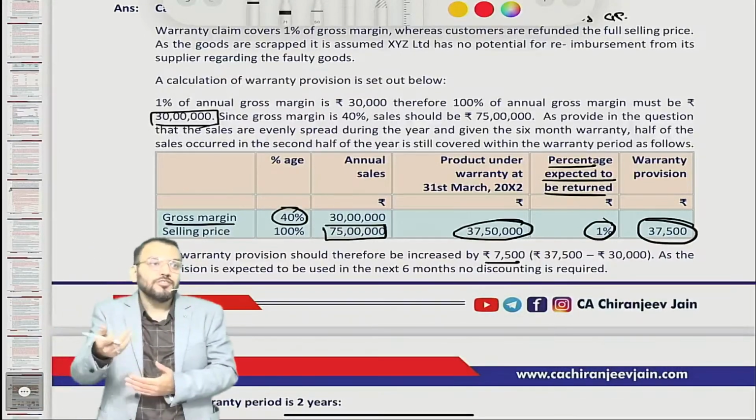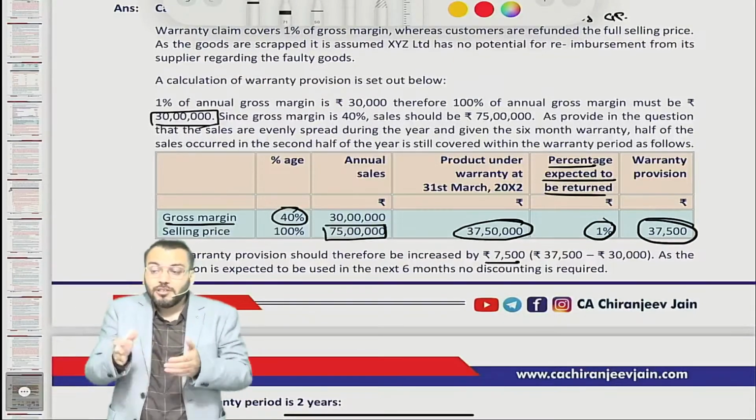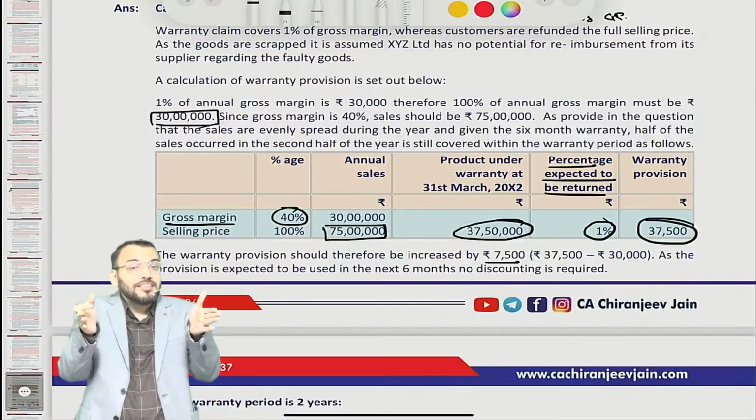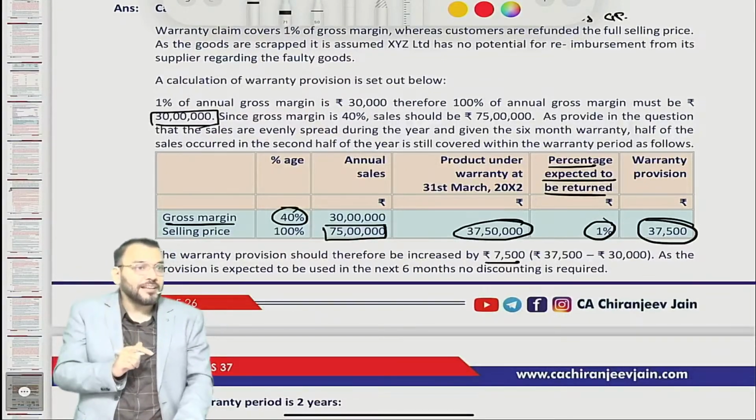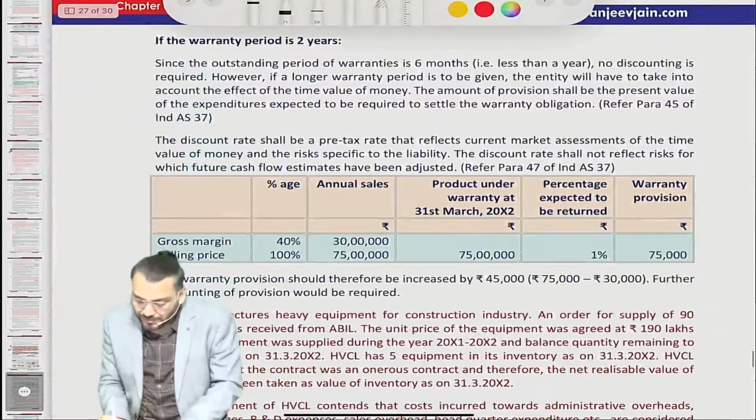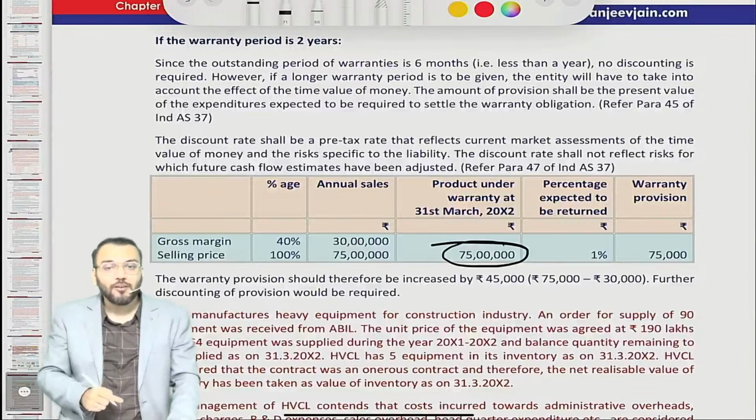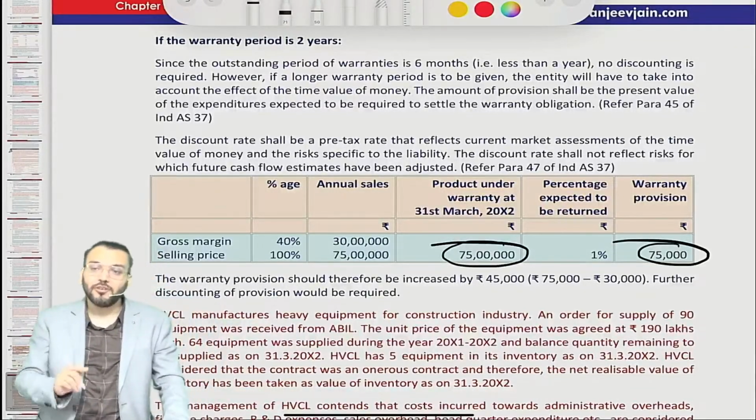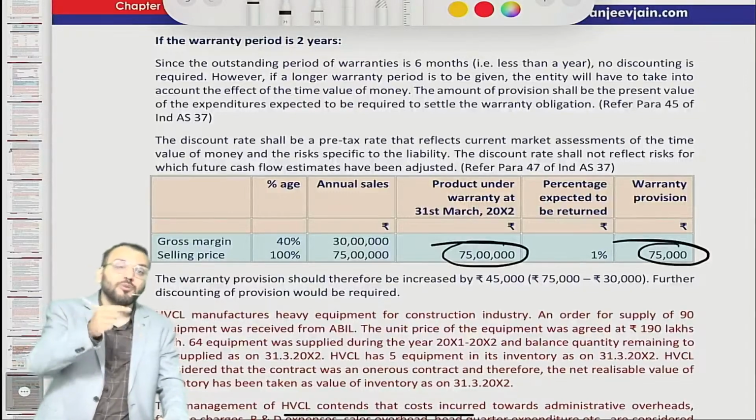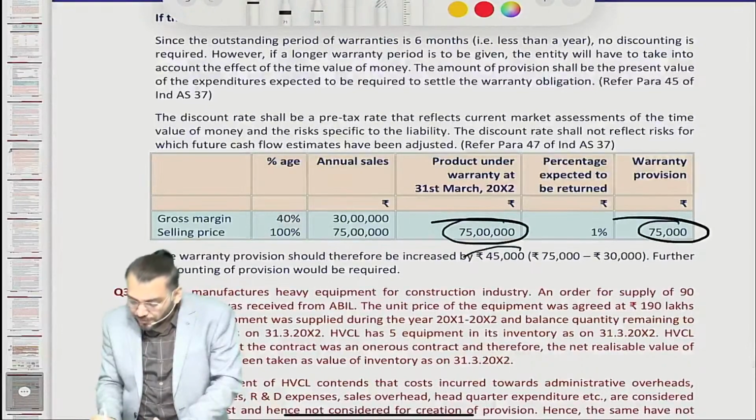But now let us come to the 2 year, when the warranty period is 2 years. Now when the warranty period is 2 years, the entire 1 year warranty period has not expired. Means now you will consider 75 lakh. You can see now they have taken 75 lakh into consideration. So 75 lakh ka 1% how much? That is 75,000. Out of that 75,000, how much provision is already created? So you should create additional provision of 45,000.